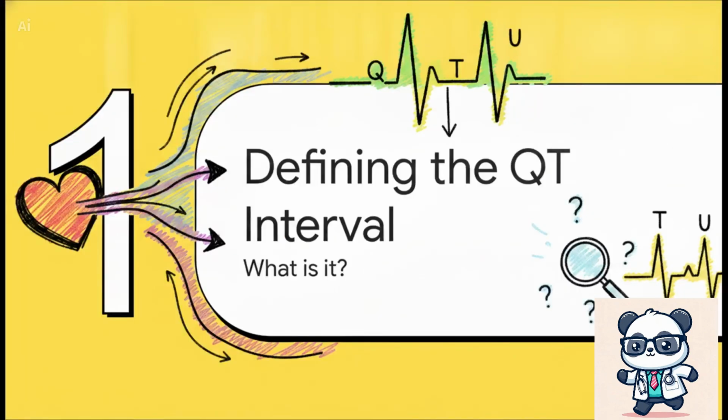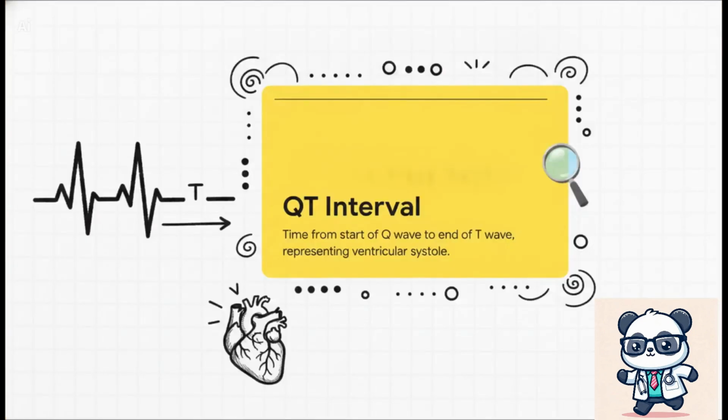All right, Section 1, defining the QT interval. So what is it exactly? Well, the QT interval is simply the time from the start of the Q wave to the very end of the T wave. Physiologically speaking, this represents the entire duration of ventricular depolarization and repolarization. Basically, it's the full period of ventricular systole wrapped up into one measurement.